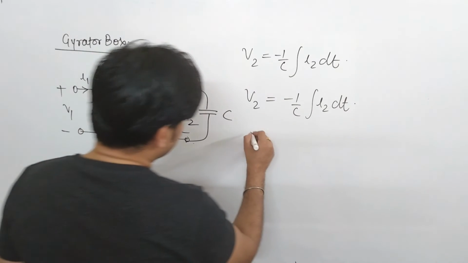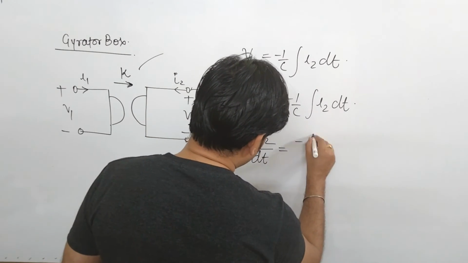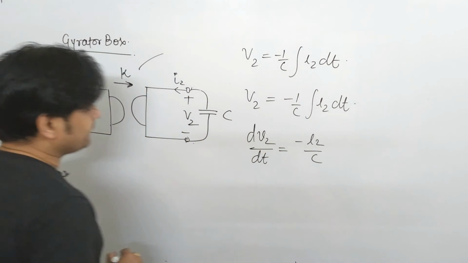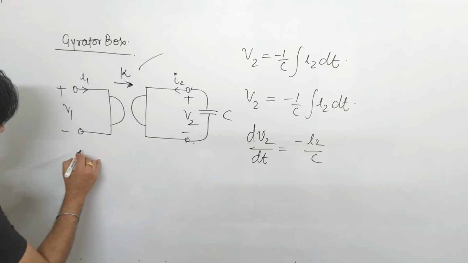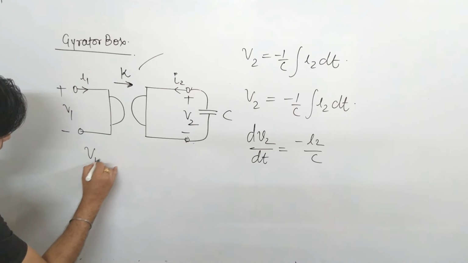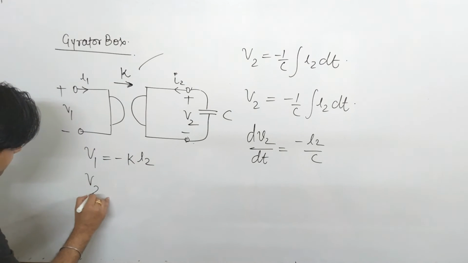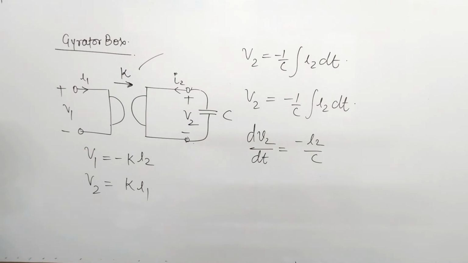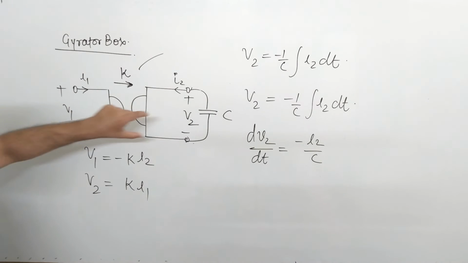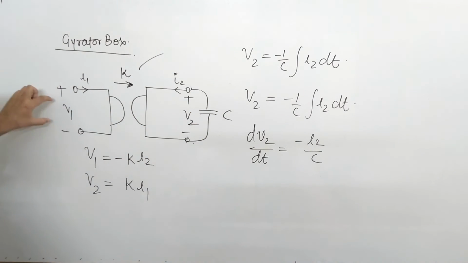If you differentiate it, that comes to be dV2 by dt, that is equal to minus of I2 by C. Now the equation for the gyrator box, as I mentioned earlier, is V1 is equal to minus of K I2 and V2 is equal to K of I1. If we rearrange these equations, basically what we are doing, by terminating the output with a capacitor, we are trying to identify the input condition, that is V1 by I1.